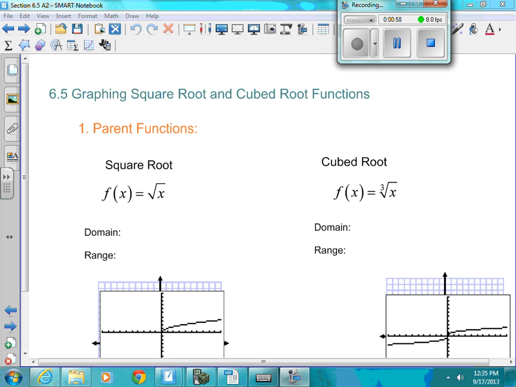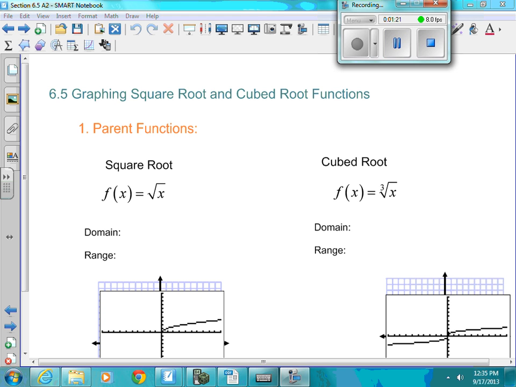So square root of x, you can manipulate it. We may add or subtract or multiply or divide x by things inside of the square root. Outside of the square root, we may add or subtract as well. Multiply, divide, so you can manipulate equations that way, but remember the most basic is square root of x, and then same thing for cube root of x.